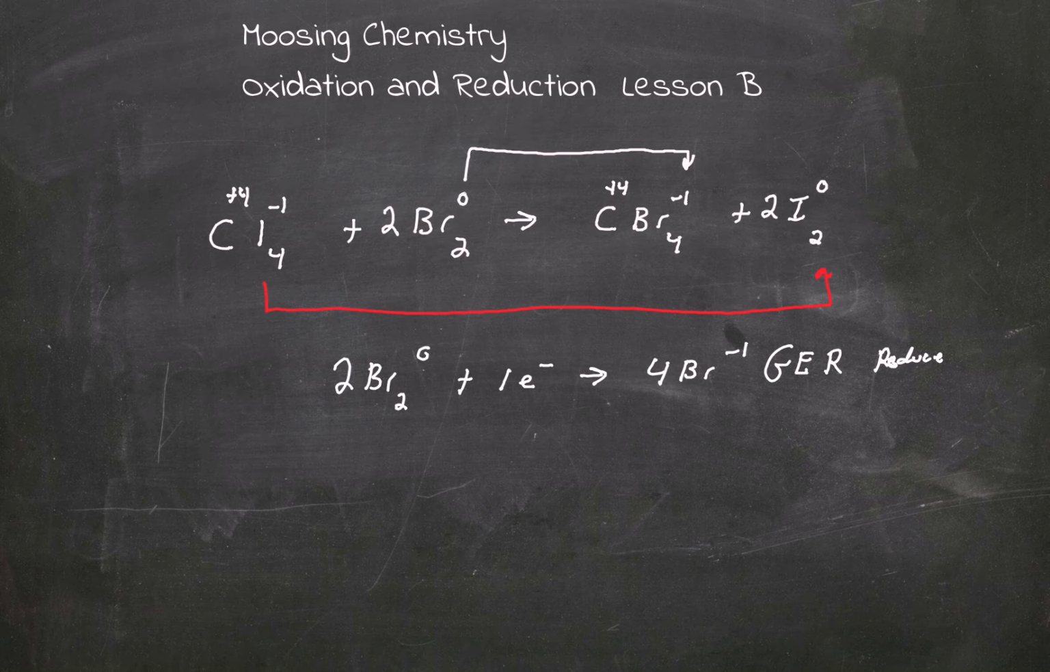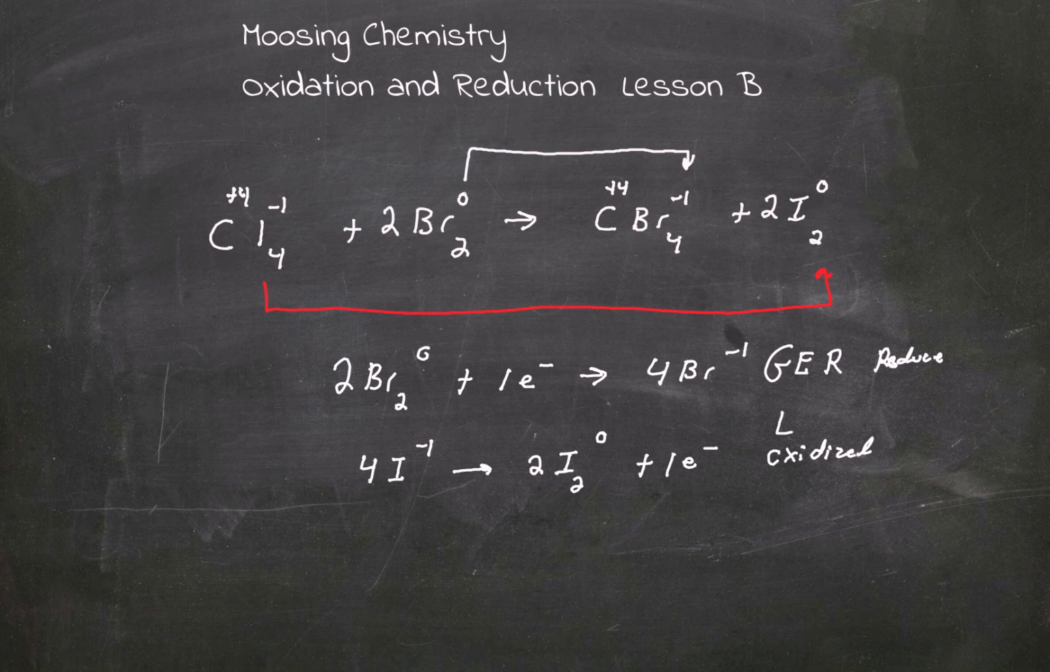All right, let's look at the other one. Iodine in this case, we have 4I -1, and we're going to go to 2I2 with a 0 here. So we're going to lose 1 electron. So we're going to oxidize. Okay, we're going to oxidize here.